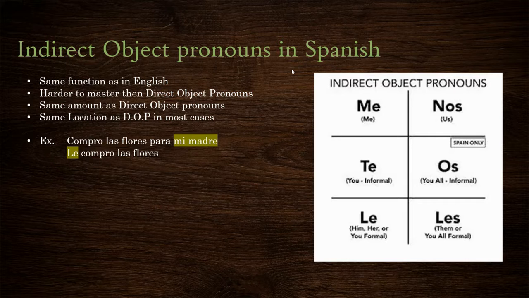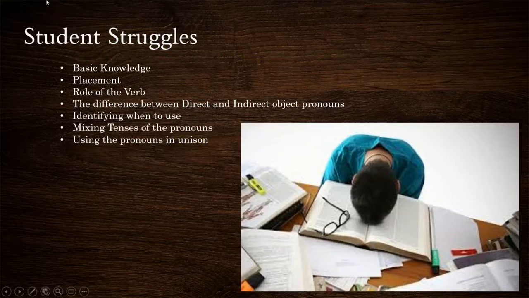Because the placement is a little bit different and how they're used is slightly different as well. They're the same amount as direct object pronouns. So here in the chart, we can see that as well. And they're the same location as direct object pronouns in those cases as well. So a good example is "Compro las flores para mi madre, le compro las flores." So yeah, that's pretty much the gist of that, and the juicy part.